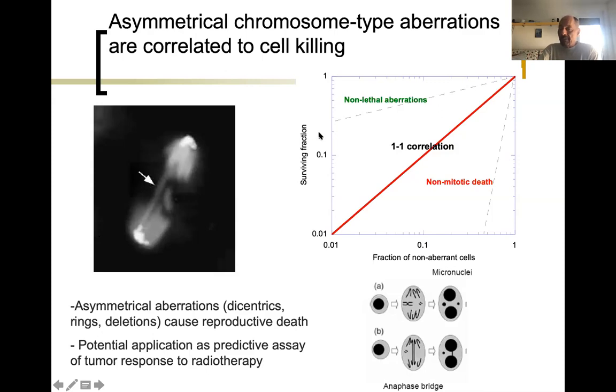You see, if you plot the surviving fraction as a function of the fraction of non-aberrant cells, if this is the curve where you have a one-to-one correlation, you have 10% non-aberrant cells, 10% survival. If the real curve is here, it means that you have a lot of non-lethal aberrations. If the curve is here, this means that you have a lot of death which is not related to the mitosis, to the chromosomal aberrations that you see. For example, cells go into apoptosis, so you don't see the chromosomal aberrations.